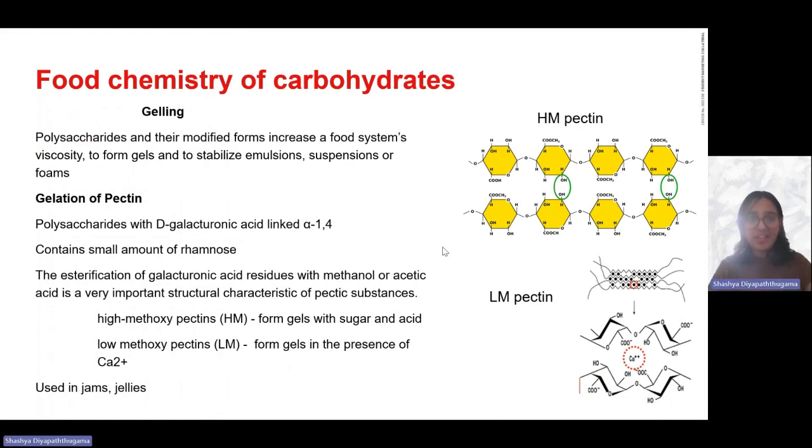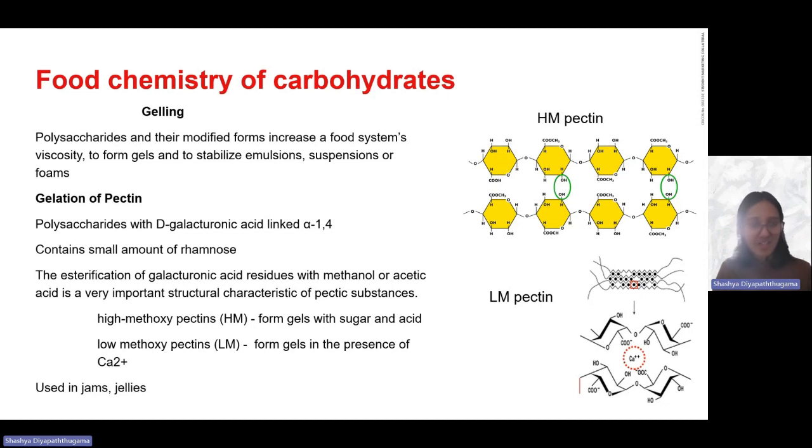Let's talk about the food chemistry of carbohydrates. The first thing is gelling. Polysaccharides and their modified forms can be used for gelling so that it increases the food system's viscosity. It can form gels to stabilize emulsions, suspensions or foams.